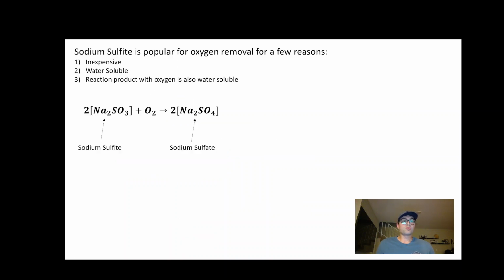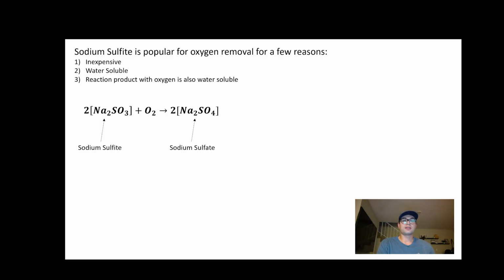So the most popular that I'm aware of is sodium sulfite, and it's popular for a couple of reasons. It is inexpensive. It itself is water soluble, so you're able to inject it and kind of transport it easily. And also the reaction product with oxygen is also water soluble. So here's a little reaction. Sodium sulfite is that Na2SO3, it's a salt, and it reacts with oxygen to make sodium sulfate. And the benefit here is you're able to remove that extremely corrosive oxygen from the water. You make this sodium sulfate, which itself is soluble, so you're not concerned about leaving behind any kind of potentially problematic or damaging products.